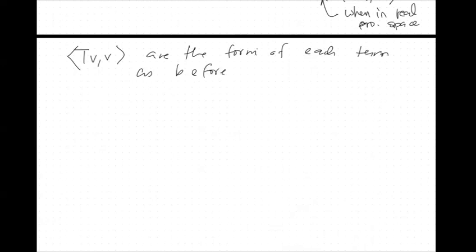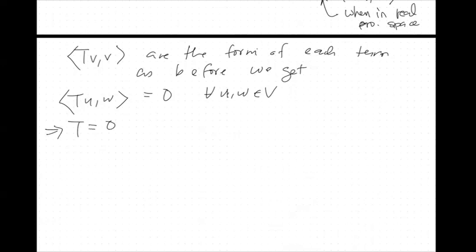So of course, each term is of the form TV, V. As before, we get TU, W being 0 for all U and W in the vector space V. That means T is 0 as needed.